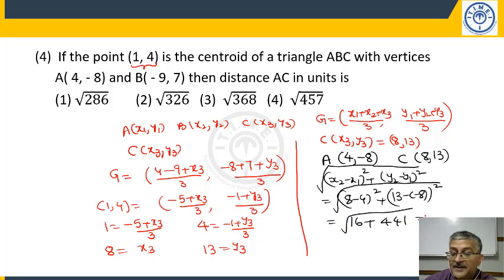So what is the correct answer for this? It is root 457, which is 7. That is, the fourth option is the correct one. Okay, so first we calculate the centroid, then the third vertex. After the third vertex, we can just apply the distance between A and C.